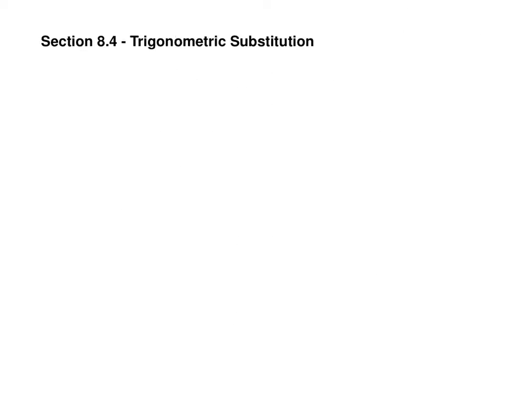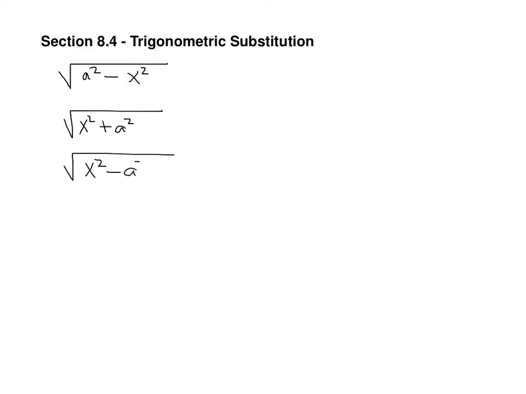Now the next thing we learned was how to do trigonometric substitutions. So we use these techniques to evaluate integrals that involve radicals of the form a squared minus x squared, x squared plus a squared, and x squared minus a squared. For integrals of the first type, we let x equal a sine theta. For the second type, we let x equal a tan theta. And for the last one, we let x equal a secant of theta.